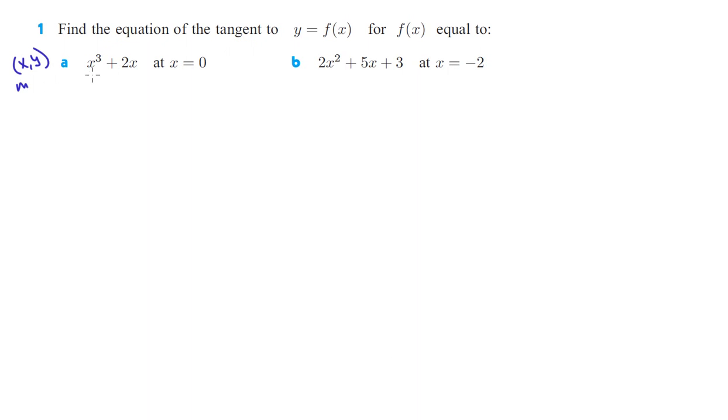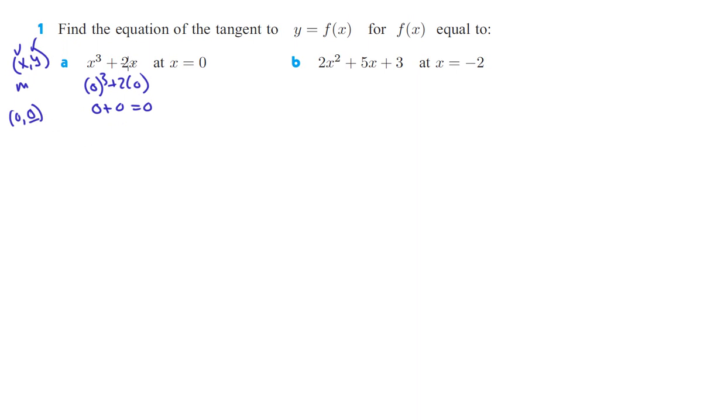So let's do this. Let's find the point first. We know that the x-coordinate, they give us the x-coordinate. So for this here, our x is going to be 0. What we have to do is figure out what our y is. Whenever you want to figure out the y-coordinate of a point, just plug in the x, right? So we plug x into this, so we do 0 cubed plus 2 times 0, and that's going to be 0 plus 0 equals 0. So now we know the y-coordinate is 0, so we've got the x, we've got the y, and now we just got to figure out what the slope of that line is.